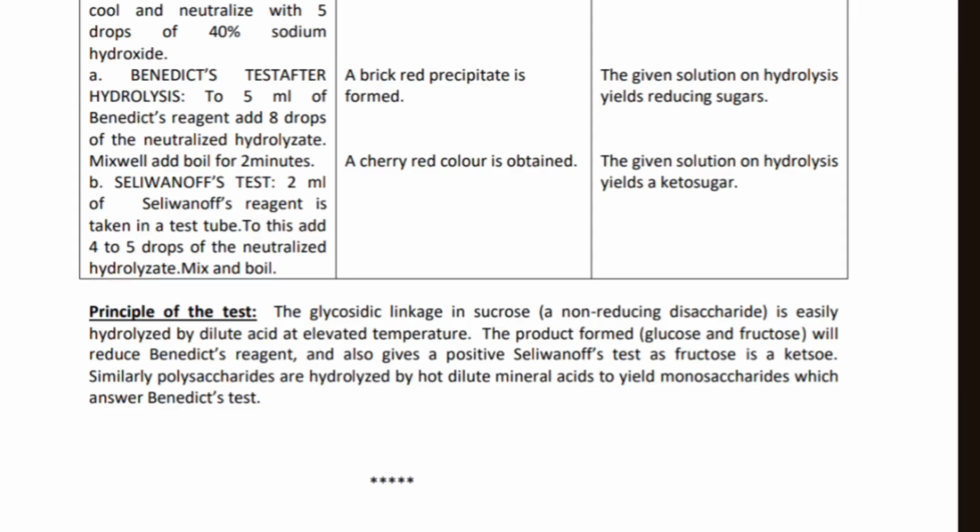positive Benedict's reagent and Seliwanoff's reagent test, and then similarly polysaccharides are hydrolyzed by hot dilute mineral acid to yield monosaccharides which answer Benedict's. Basically, all these disaccharides are broken to their units, the monosaccharide units, which will give positive for Benedict's and Seliwanoff's test. So we are done with the general reactions. In my next video we will see about each sugar, what all you can do, how it is going to happen.